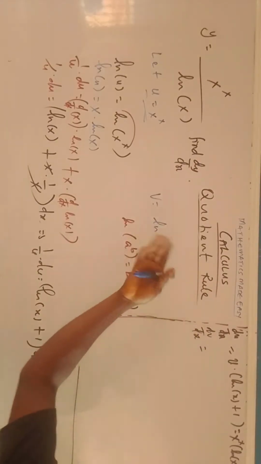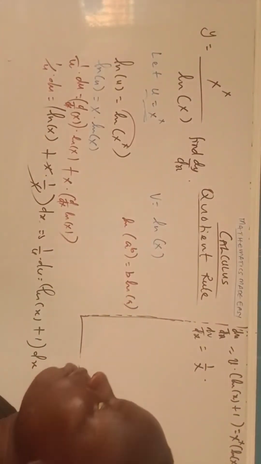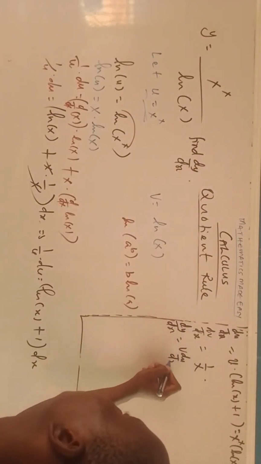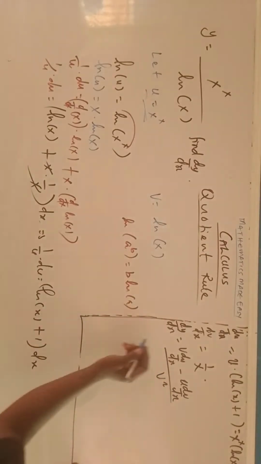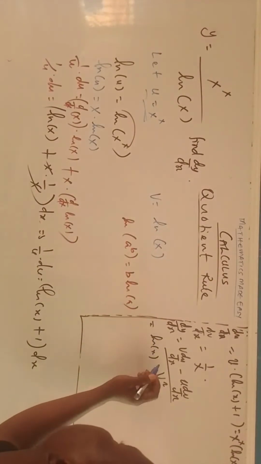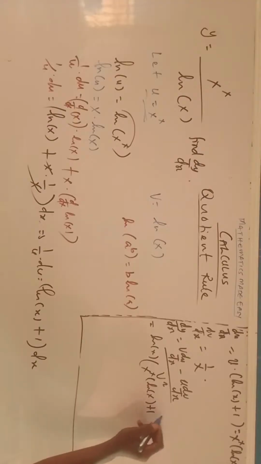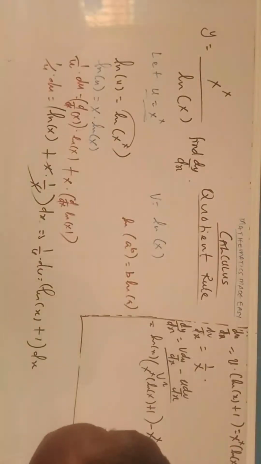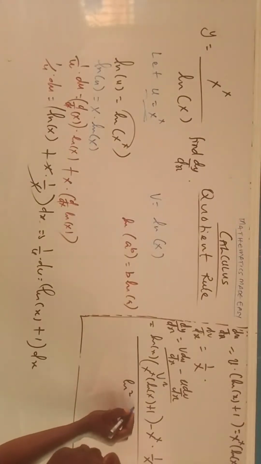If we find the derivative of natural log of x, that will surely give us 1 over x. Then you use our formula, which is dy/dx equal to v du/dx minus u dv/dx, then everything over v raised to the power of 2. Then v is natural log of x. du/dx is this guy right here: x raised to the power of x multiplied by natural log of x plus 1. Then minus u, which is x raised to the power of x, multiplied by dv/dx, which is 1 over x. Then everything over v squared, that is the square of natural log of x.